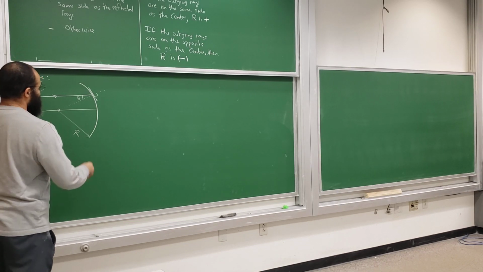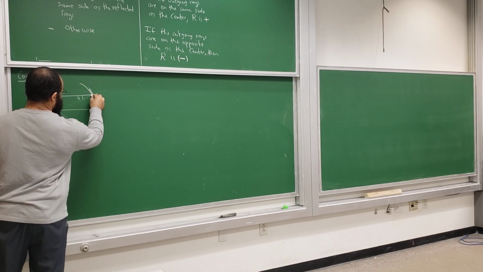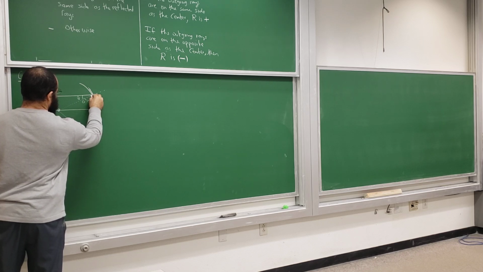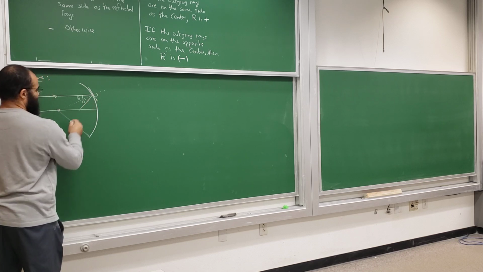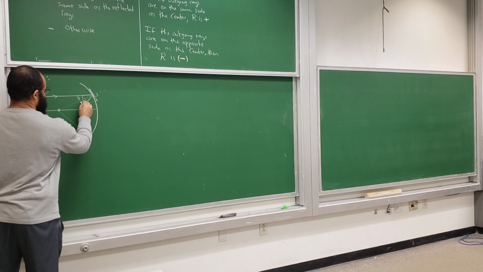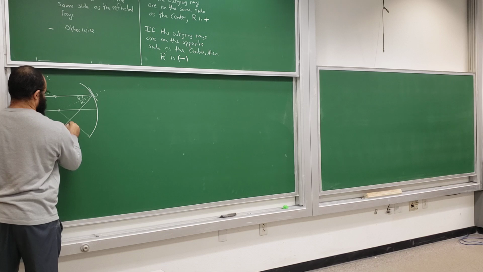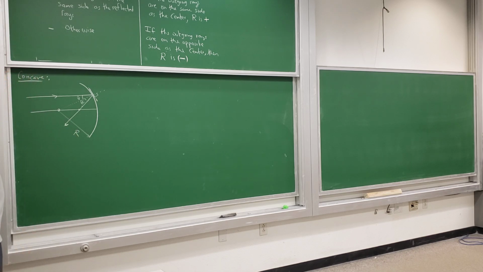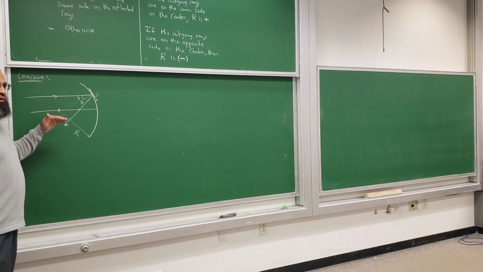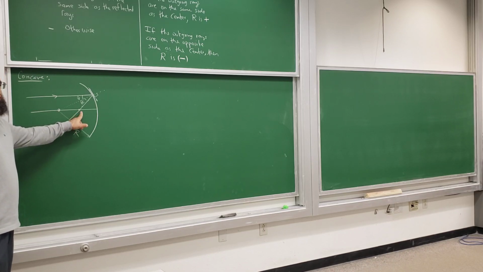Has to be equal. So I must have another angle here just as equal. This is theta. And so the ray has to pass this way. It has to pass through this. So it has the property that any ray that comes in parallel will get through this point here.